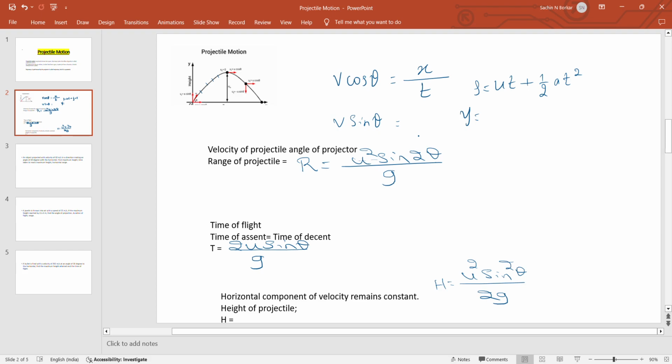According to that formula, the vertical displacement y will be affected by gravity, and that forms v sine theta times t. It's going upward, therefore acceleration due to gravity is negative: y equals v sine theta t minus half g t square. This is the vertical component, and x is v cos theta times t.